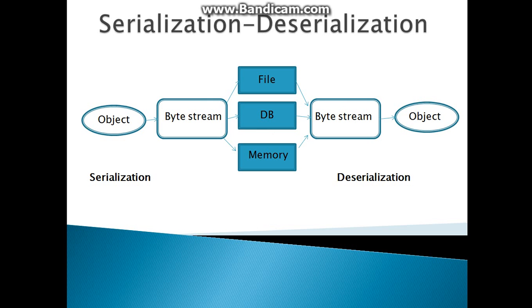This is the overall serialization and deserialization process. At the left hand side, it is the serialization. We have the object, whose class is implementing the Serializable interface. We are converting it into the byte stream, then we are storing it into the file, or we can store it into the database, or we can store it into the memory. While we are deserializing it, we'll first get those byte streams from the file, DB, or memory, and again we can convert it into the object and we can use it in our projects.